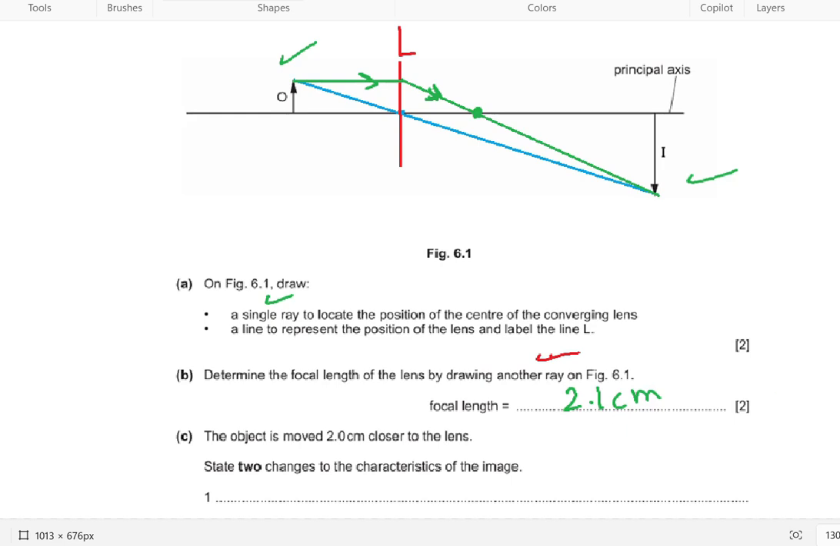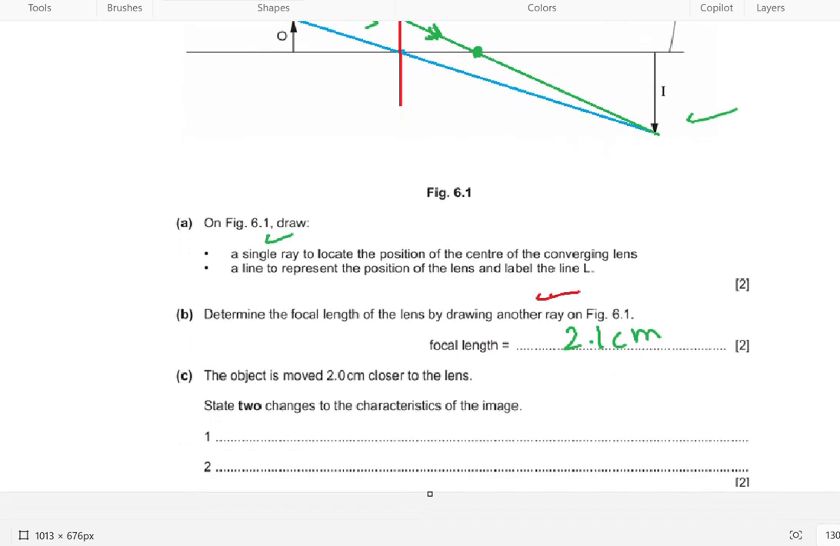Pay attention that if you print this exam at home, maybe it's not going to be the same scale as the paper in the final exam. So if you don't find it 2.1, don't worry. It's something normal. I hope it's clear.